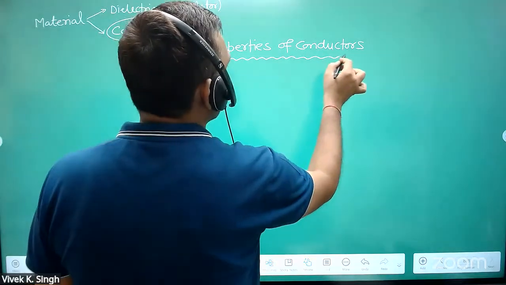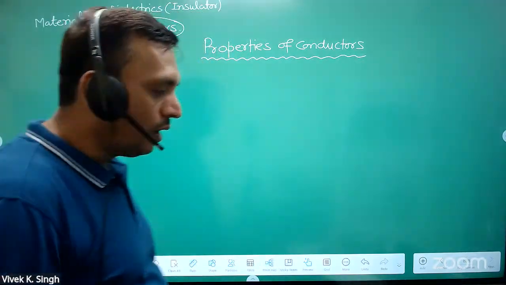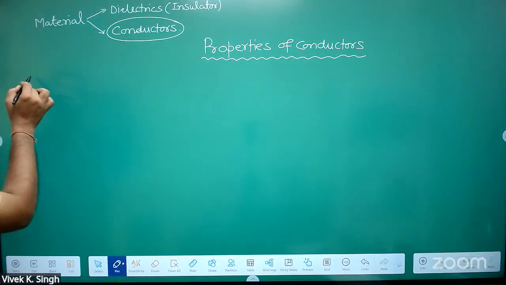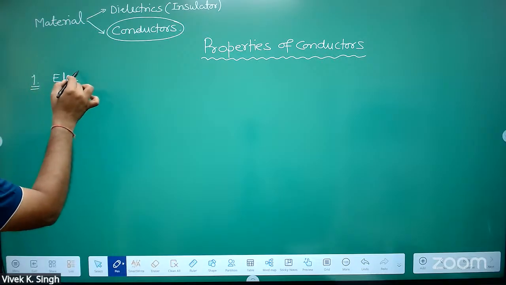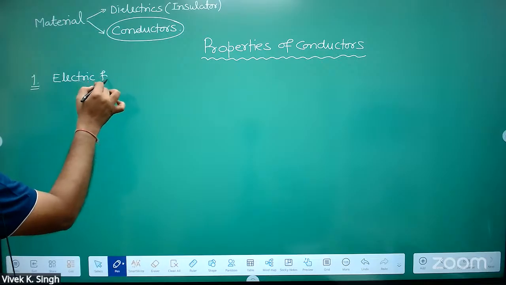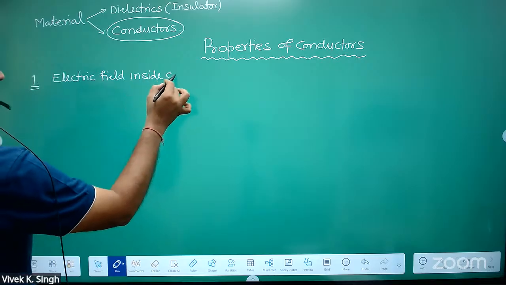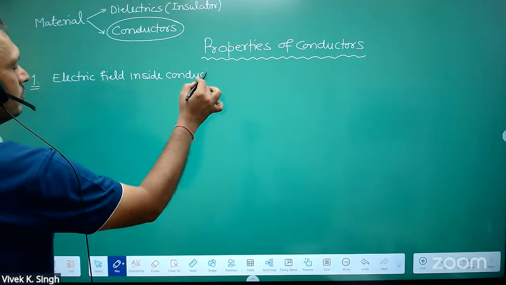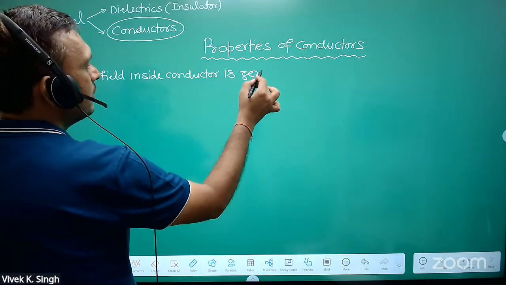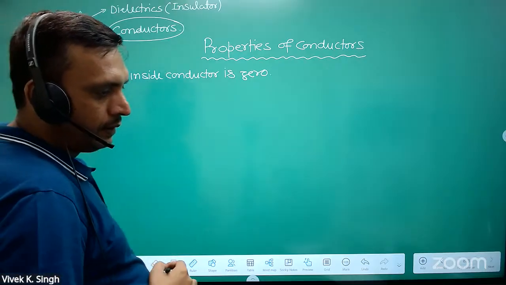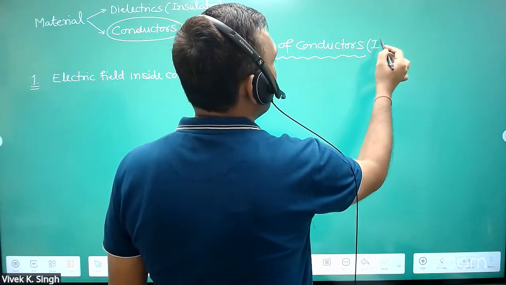Properties of conductors. You always have to see whether it is a dielectric material or a conductor. So the first property is that the electric field inside a conductor is zero. And I am talking about ideal conductors.